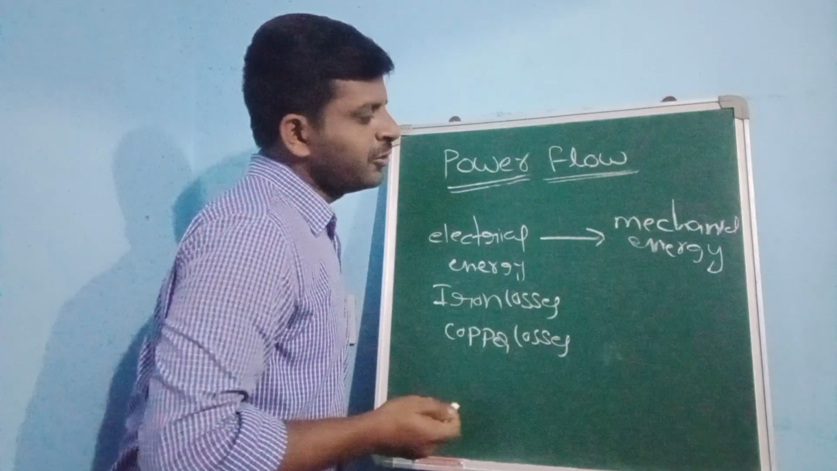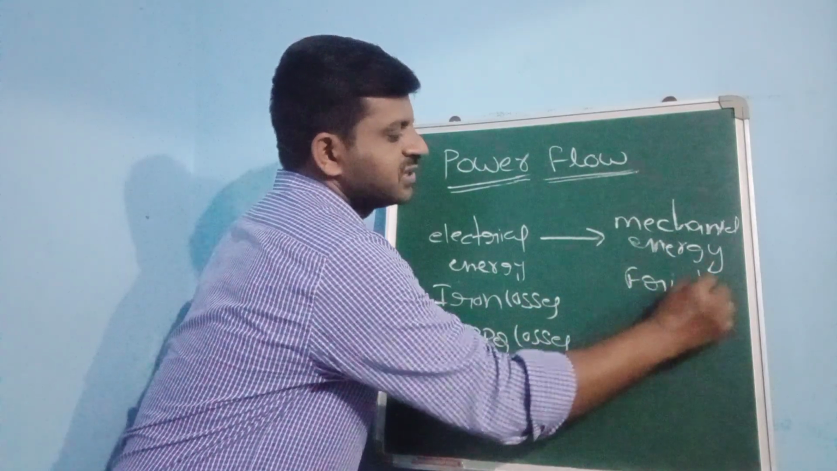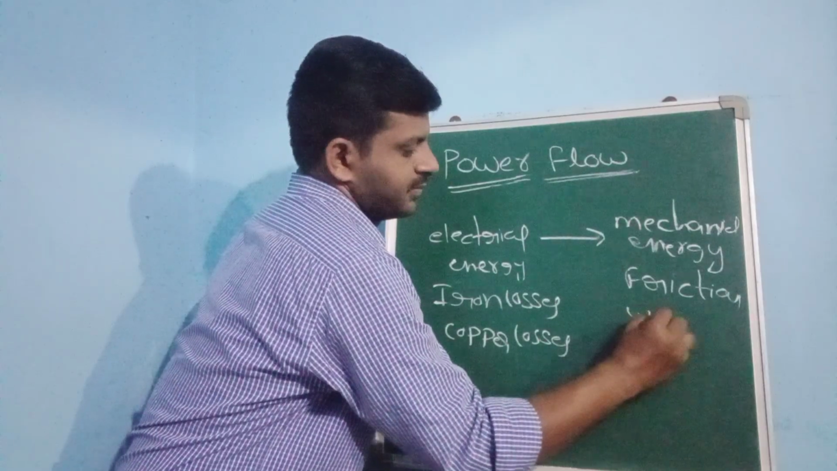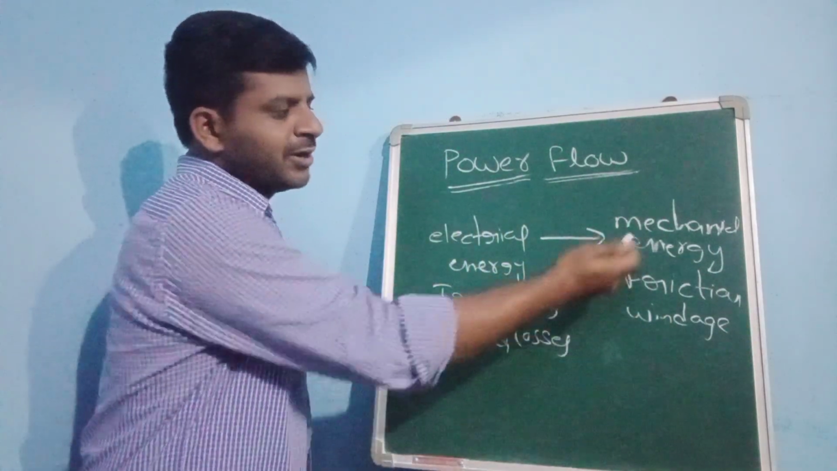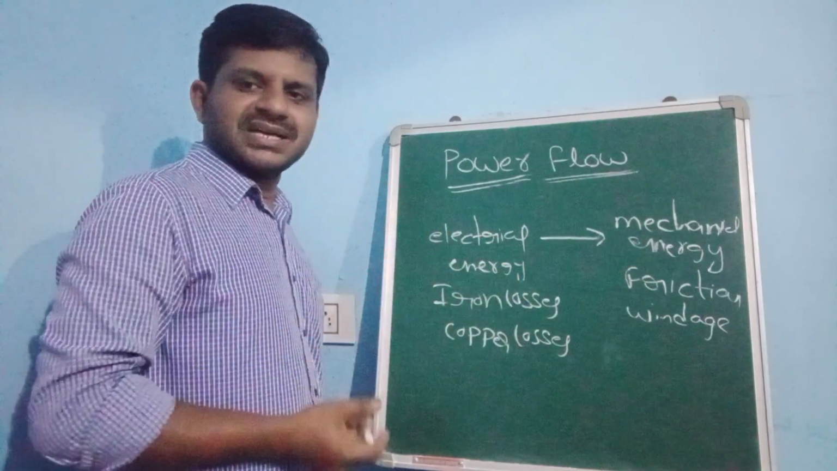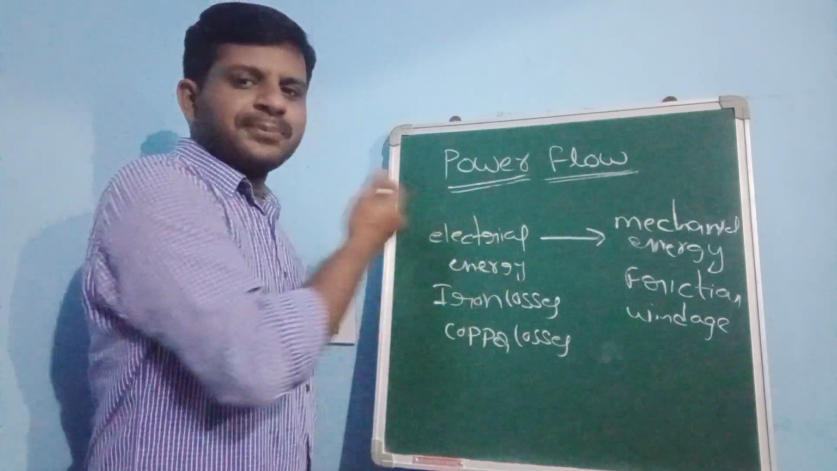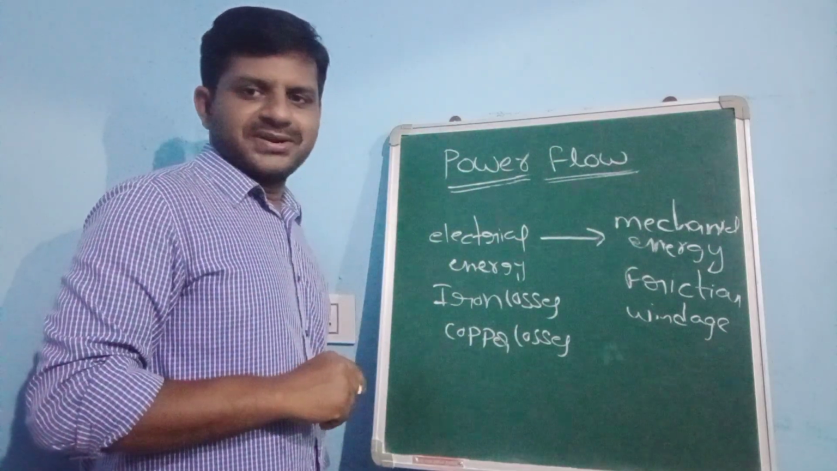And coming to the output side, this side produces both friction losses as well as windage losses. Those two losses exist at the output side of a DC motor. So here iron losses are the fixed losses at both the input side as well as the output side of a DC motor. Remember that point, very important.